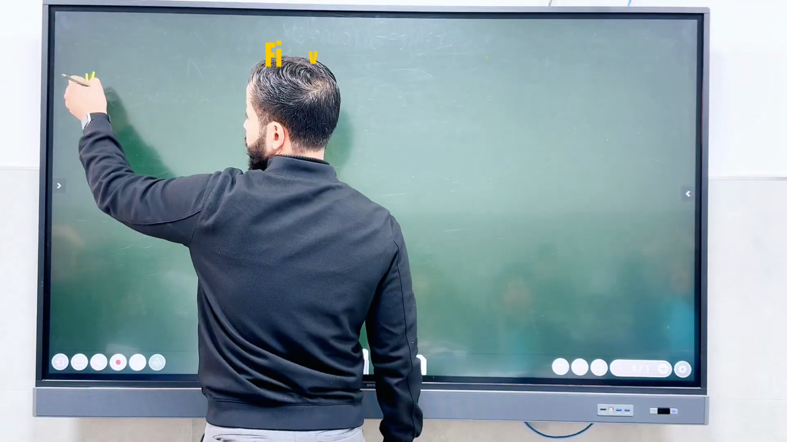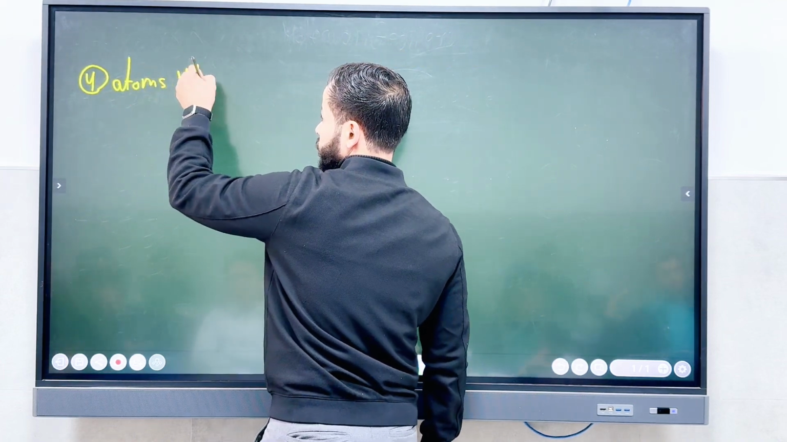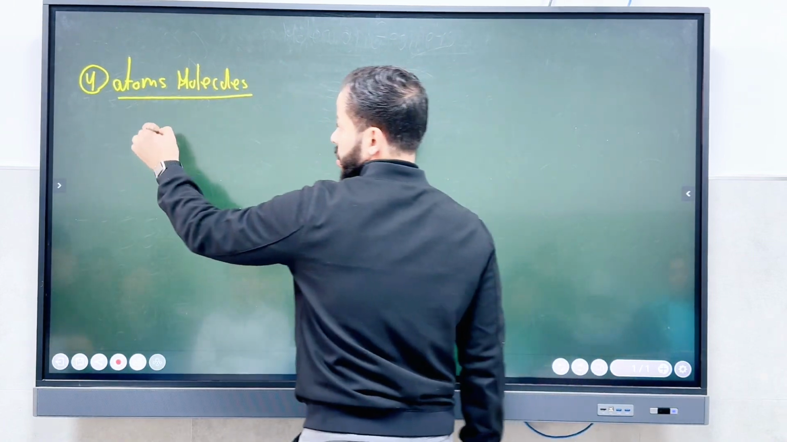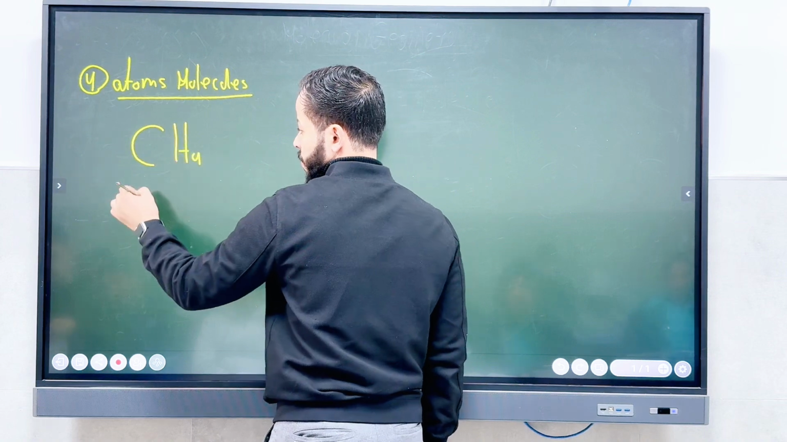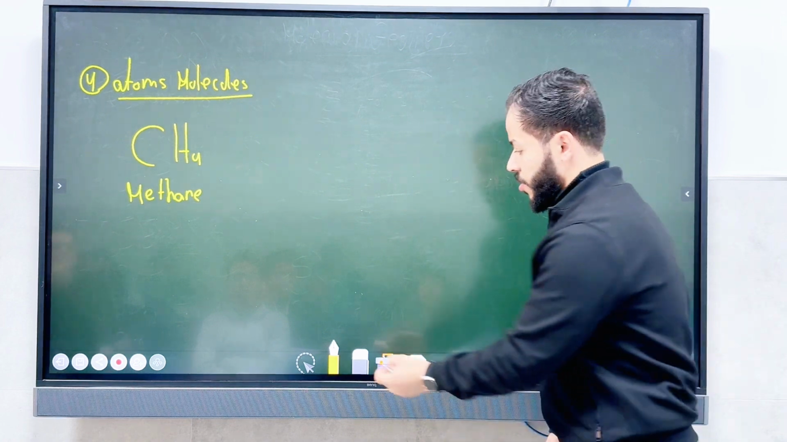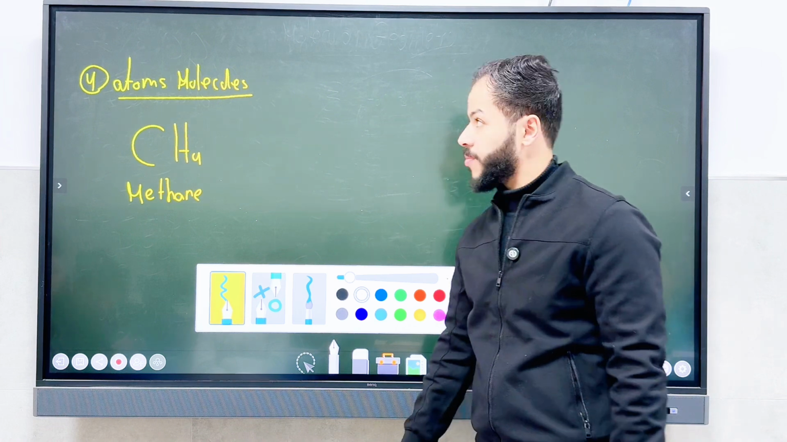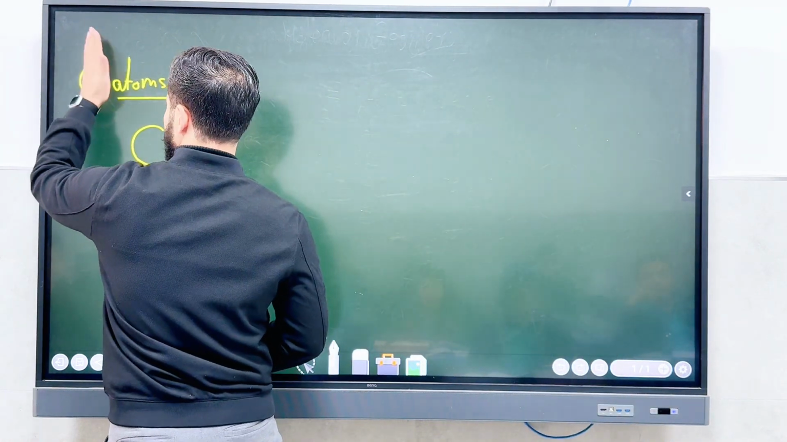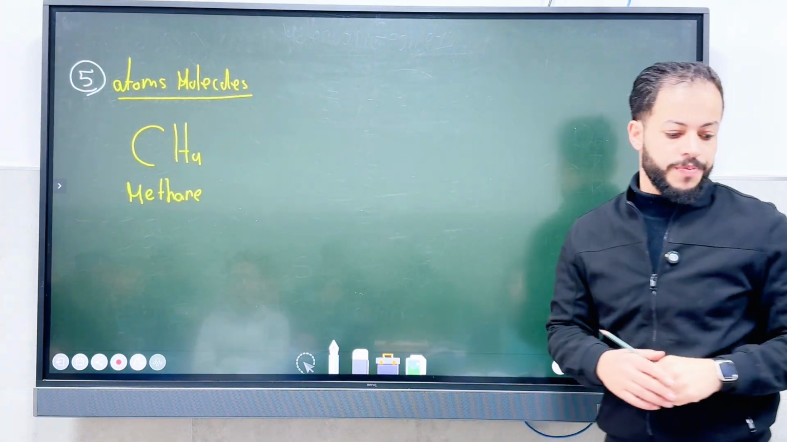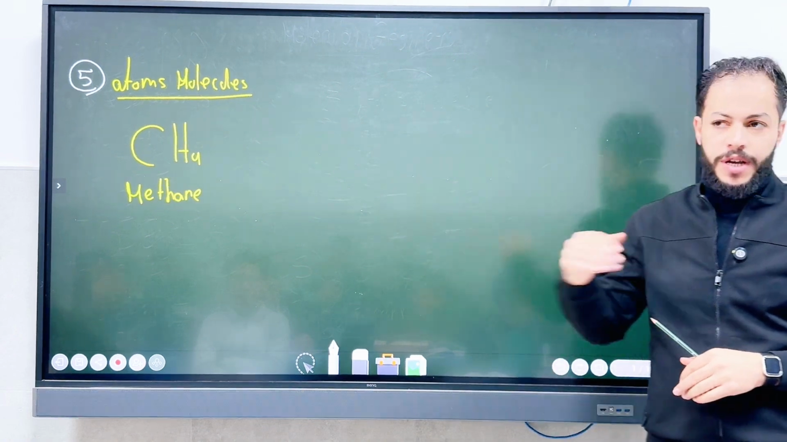Let's explain this for 5 atom molecules. We will take methane, CH4. It's a gas. So let's draw the Lewis dot structure for it. What is the central atom? C. Yeah, 5 atom molecules. Sorry. We know that the shape is tetrahedral. Well, we will see how it's tetrahedral right now.